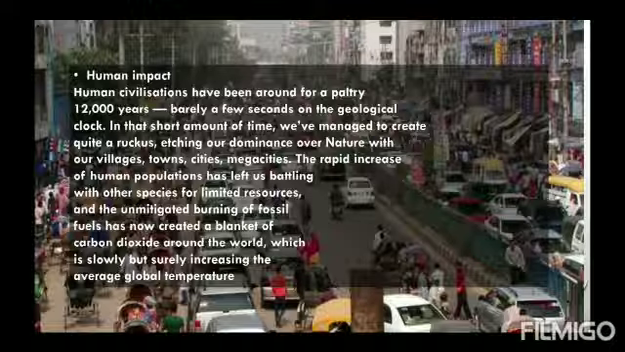With our villages, towns, cities and mega cities, the rapid increase of human populations has left us battling with other species for limited resources. So the resources are limited, human population is growing day by day, they are advancing day by day, development is being done. So naturally it will create a competition for resources. And the unmitigated burning of fossil fuels has now created a blanket of CO2, carbon dioxide, around the world, which is slowly but surely increasing the average global temperature. So here the writer is talking about global warming, that is rise in average global temperature.